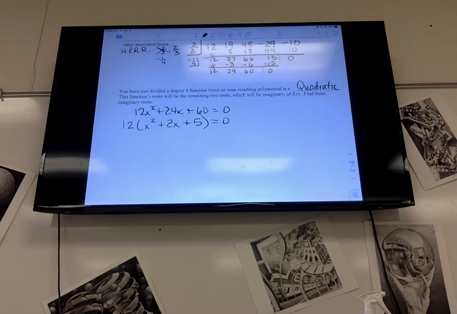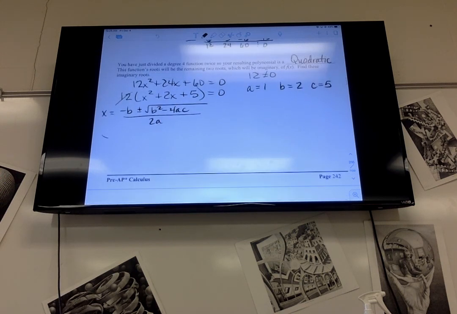Yeah, you gotta do the quadratic formula. I don't have to worry about the 12, because 12 doesn't equal 0, so we're good there. So we're just solving x squared plus 2x plus 5. And remember, a is 1, b is 2, c is 5. It's just the numbers right in front. So it's x equals negative b plus or minus the square root of b squared minus 4ac, all over 2a. So we're just plugging those into that formula. So x equals negative 2 plus or minus the square root of 2 squared minus 4 times 1 times 5, all over 2 times 1. All I did was replace a, b, and c with what a, b, and c are equal to.